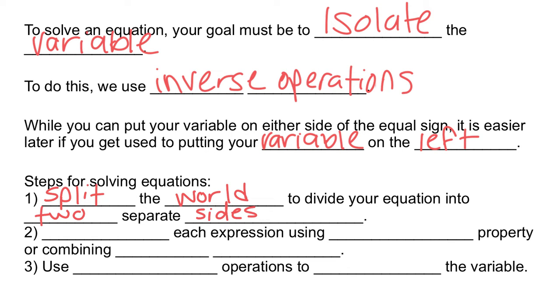I changed to a different stylus. I'm way better with this one. So do that, and then you have 2 separate sides of your equation. You look at each side separately to do step 2. So in step 2, you simplify each of those expressions using distributive property. So this is the same steps we used to simplify from lesson 1. Or combining like terms.